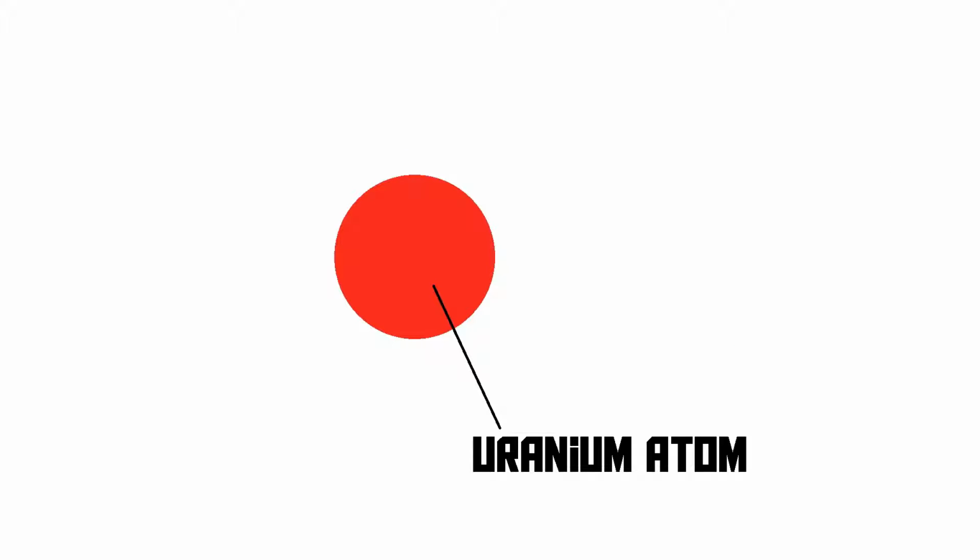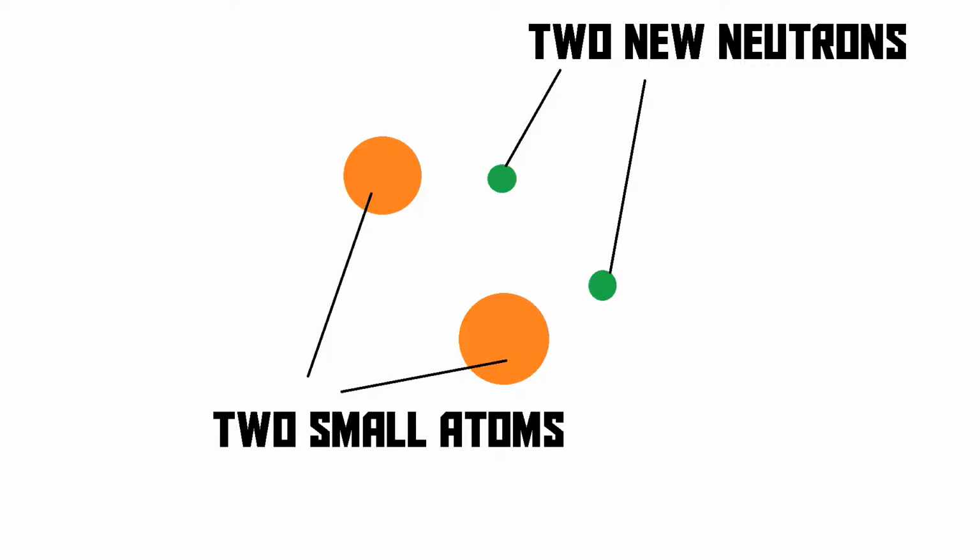So this is a uranium atom, and as you can see, there is a neutron incoming. When a neutron hits the uranium atom, it gets absorbed by that atom, and then the atom gets so unstable that it falls apart. It releases two new neutrons and a lot of heat.